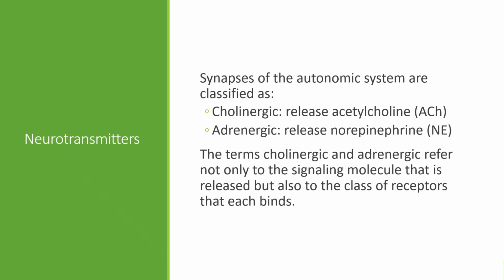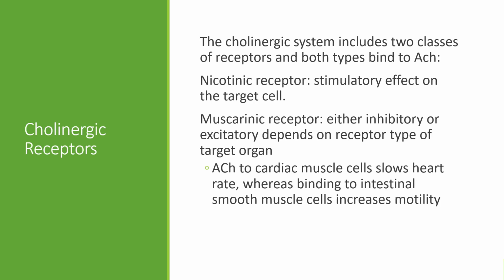So the synapses of the autonomic system are going to be classified as cholinergic, which means that they're going to release acetylcholine, or adrenergic, which means they release norepinephrine. The terms cholinergic and adrenergic refer not only to the signaling molecule, the neurotransmitter itself that's released, but also to the class of receptors to which they bind. A little bit about cholinergic receptors. The cholinergic system is going to include two classes of receptors, and both types are going to bind to acetylcholine.